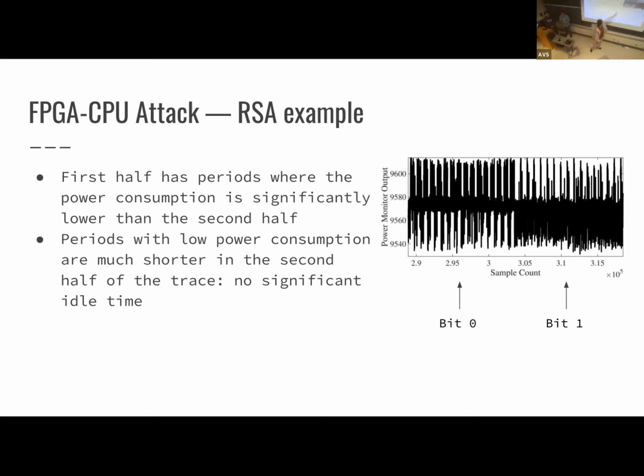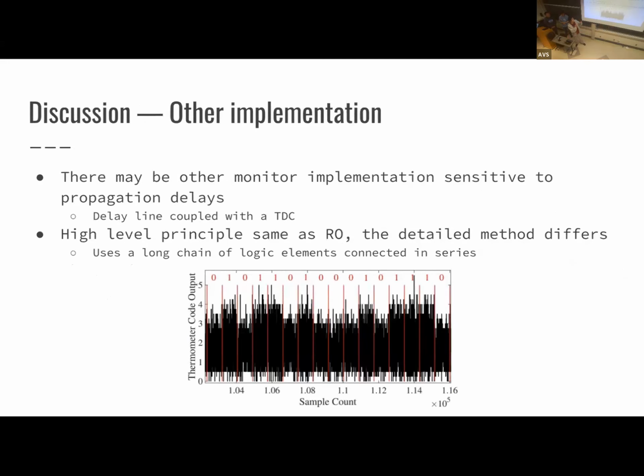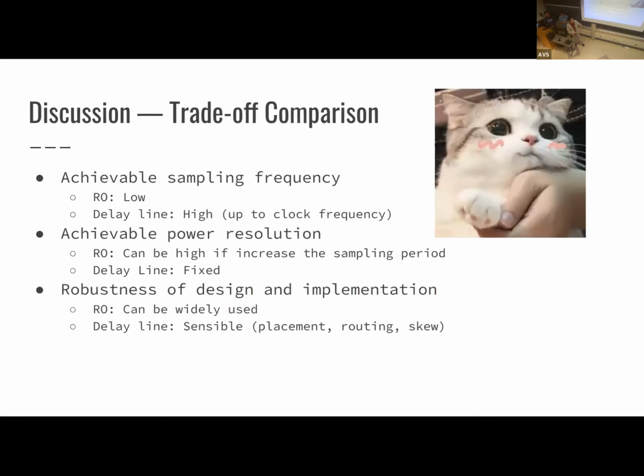Although these periods are equal, we can also get the bits from the power consumption condition. And also here are some design parts. There are also some other implementations, such as the delay line. The delay line's high level principle is the same as the ring oscillator, but the detailed process is a little bit different. And this delay line can also work very well.